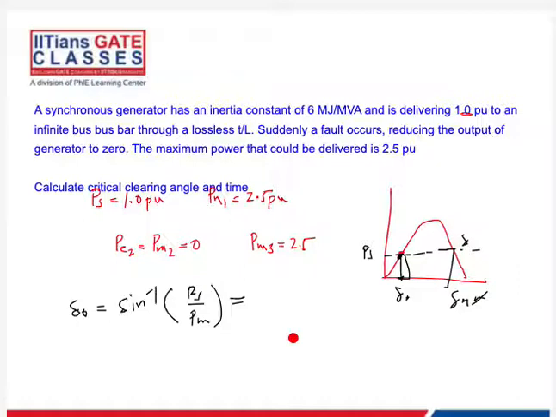You got delta 0 as 23.57, yes. And what will that be in radians? Because for the critical clearing angle, you need that in radians. So convert that into radians and tell me. This is 23.57 degrees, and that is correct. 0.41.